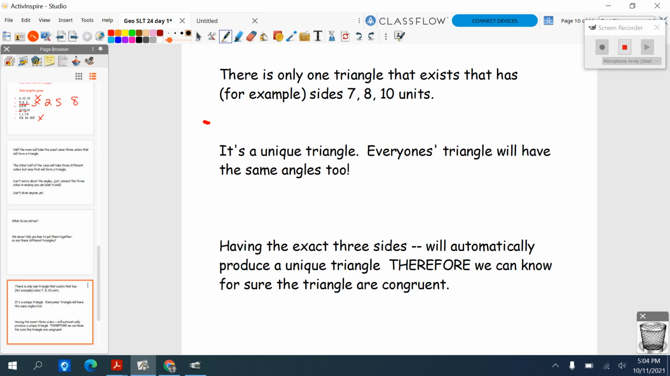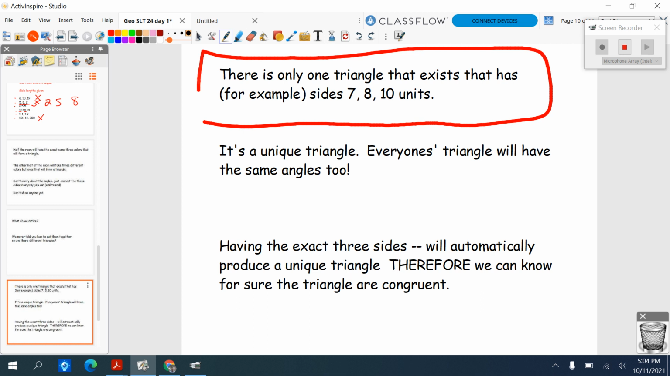There's only one triangle, and I'm just going to use sides 7, 8, and 10, for example. I know that might not have been the Exploragons that you picked, but there's only one triangle that exists. If I gave you sides 7, 8, and 10, and I told you to make a triangle, everyone's triangle would be exactly the same. This is called a unique triangle, meaning there's only one triangle that exists. The angles that you have in this triangle, everyone's angles would be the same, even though we didn't tell you what angles to make. That's because there's a unique triangle. There's only one triangle that exists.